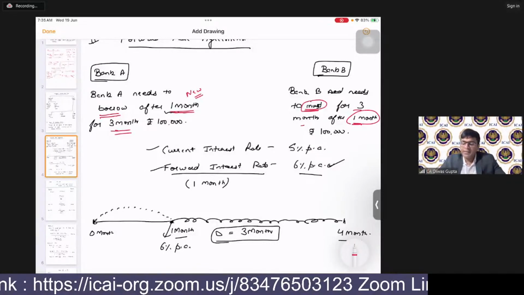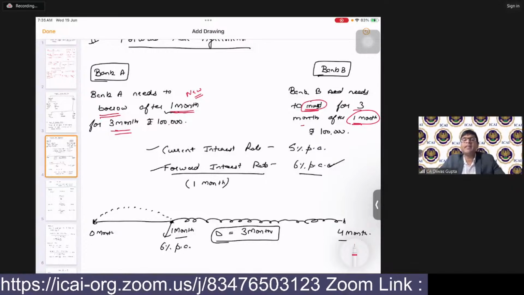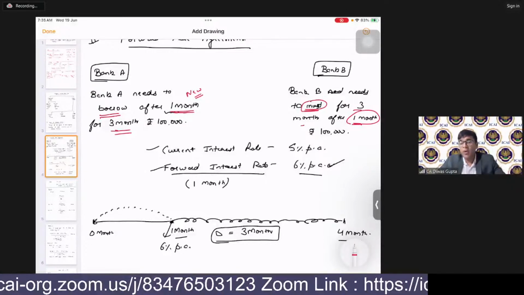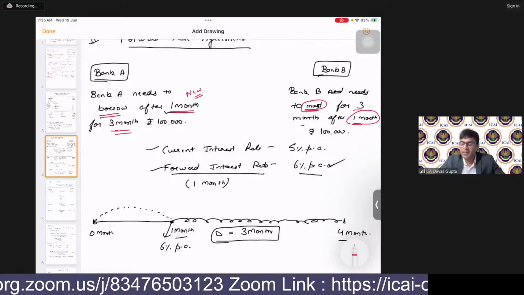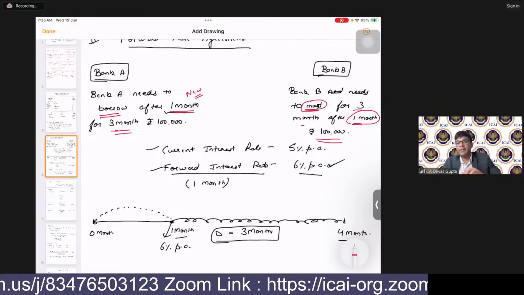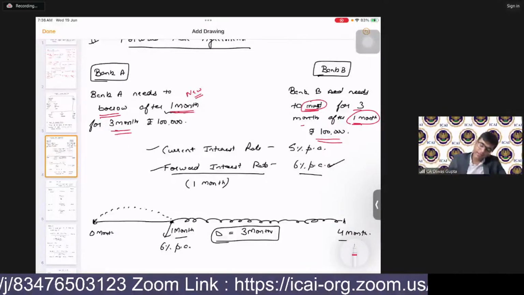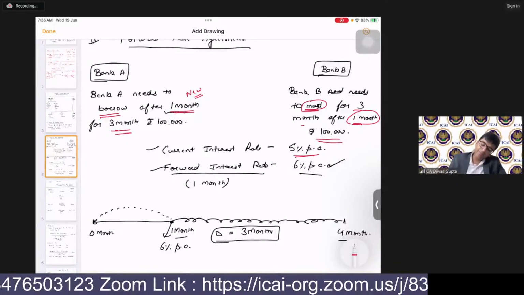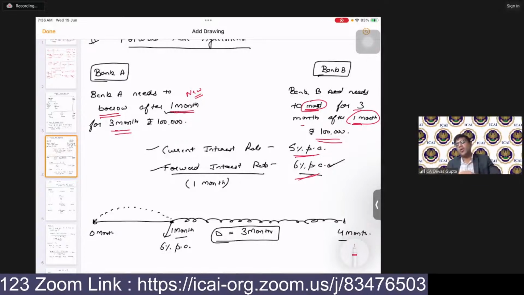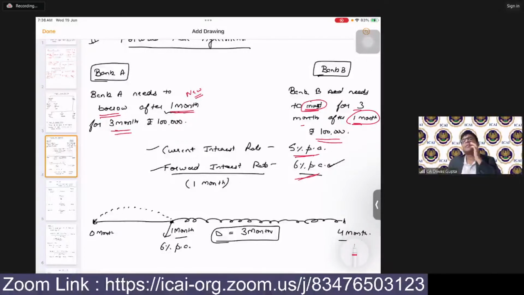So after 1 month, the investment will happen. But for how many months? For 3 months, students. And again, the amount will be 1 lakh rupees. The current interest rate is 5% per annum. And there is a forward interest rate quoted of 1 month at 6% per annum.